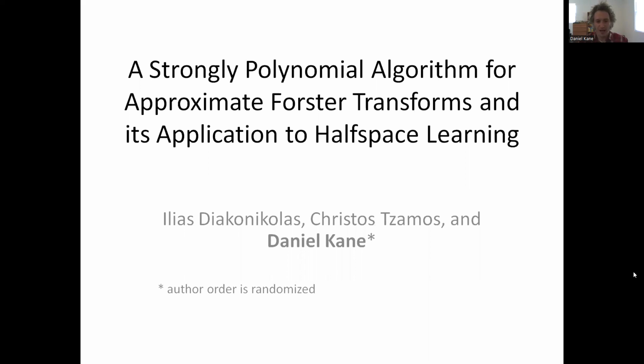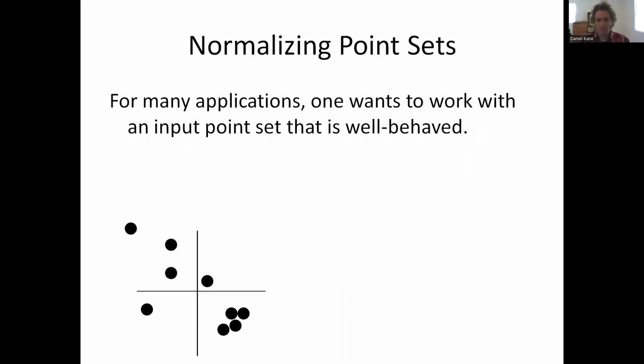I am here to talk about a strongly polynomial algorithm for approximate Forster transforms and its applications to half-space learning. This is joint work with Ilias Diakonikolas and Christos Tzamos. To get us started, the basic premise here is that of normalizing a point set.